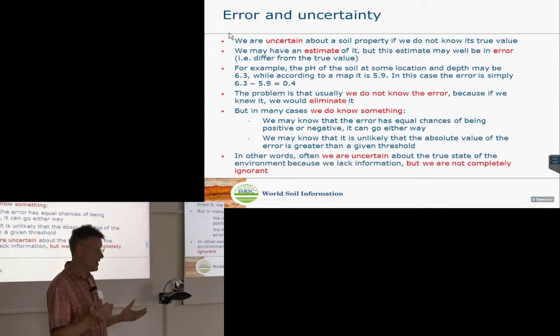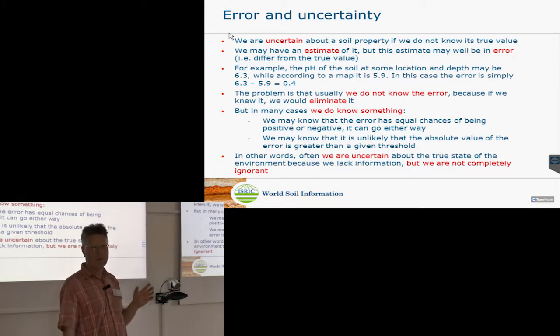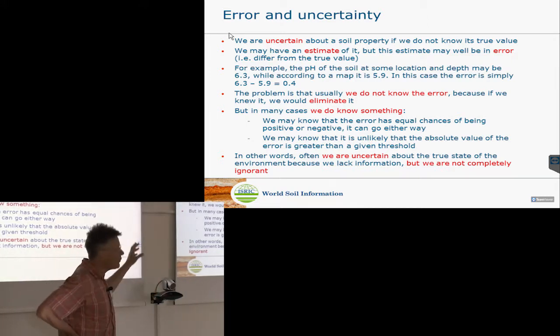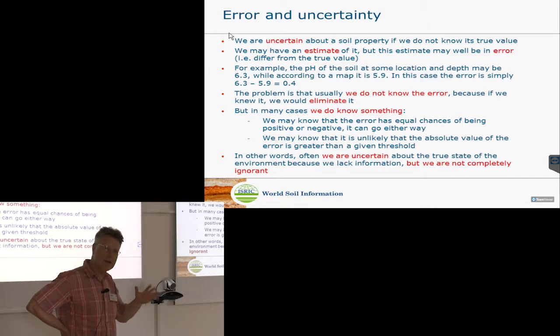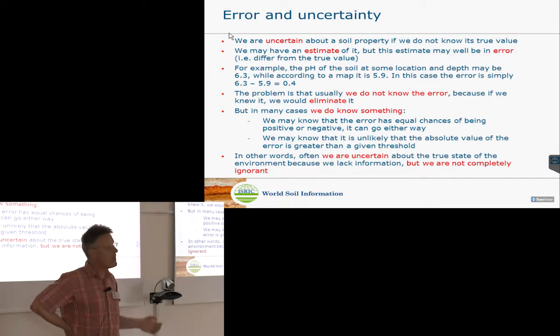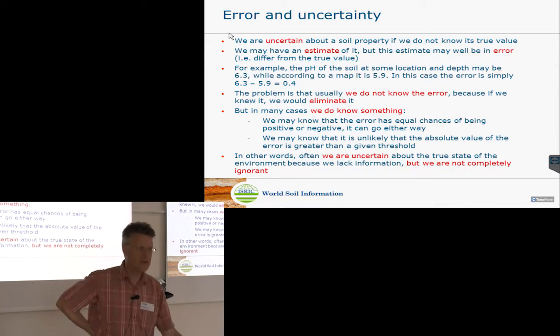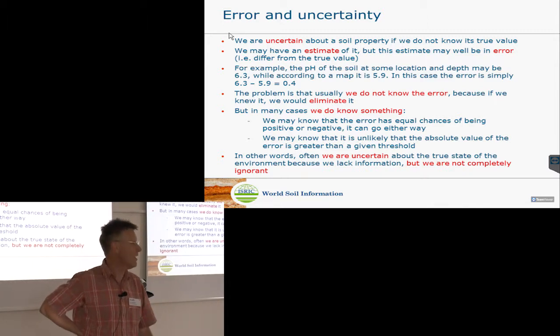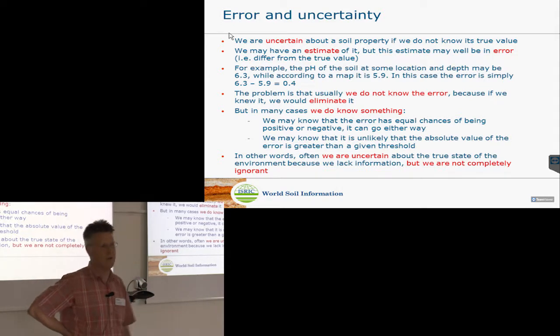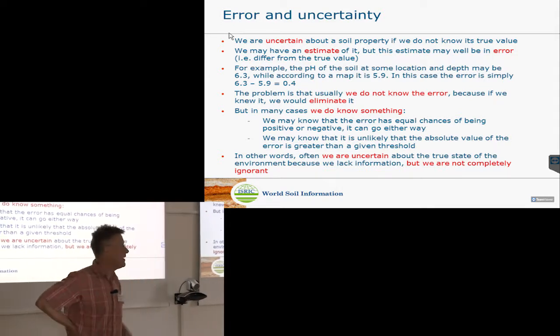And also the problem with the error is we usually do not know it, because if we would know the error, we would know that the error in our estimate is 0.4, we would immediately correct for it. So the error exists, but we don't know it unless we go there, take a soil sample, analyze it, and then we would know the error, and then we would correct our estimate. But we cannot do that everywhere, right?